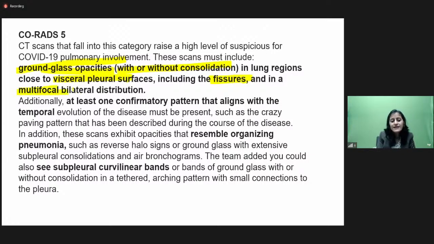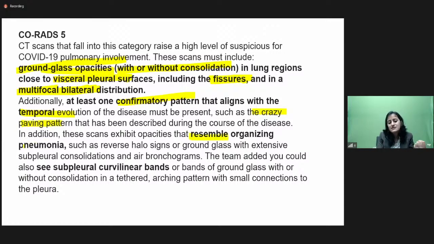and it is bilateral. So it should be bilateral, multifocal, subpleural. GGOs is the most common. That is the take home point. If there is one take home point from the session, this is the take home point, right? And then additionally, there should be at least one confirmatory pattern where you see the temporal evolution, like you see the crazy paving, you see the consolidation, and these are the findings.